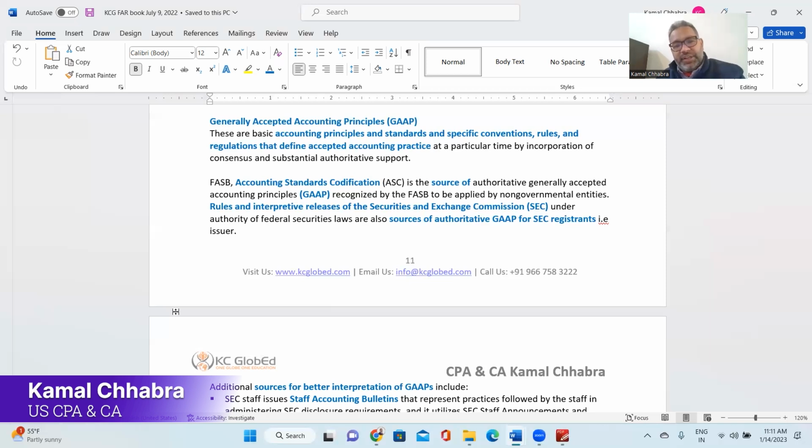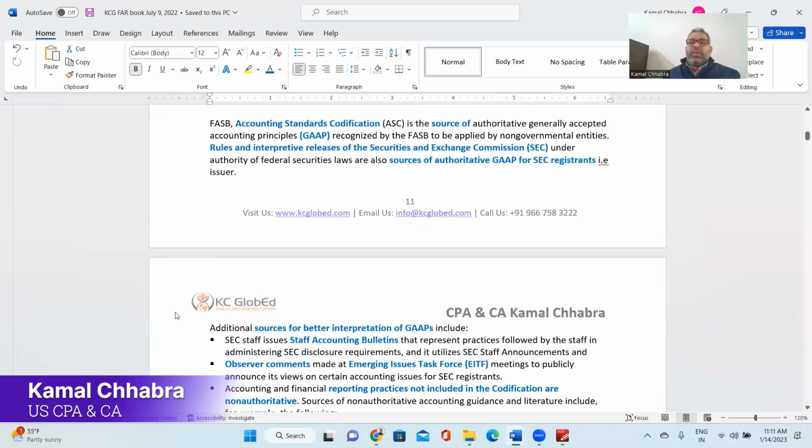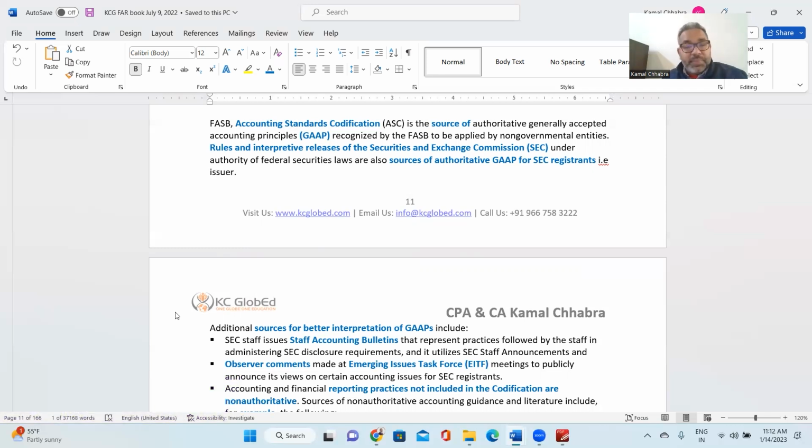So FASB issues the ASC, Accounting Standard Codification, and the ASC is the main source of authoritative generally accepted accounting principles. You will see questions around this. What is the main source of accounting standards? What is the main source of GAAP? The main source of GAAP is the ASC, recognized by the FASB and to be applied to non-governmental entities. So you'll see some multiple choice questions coming on this.